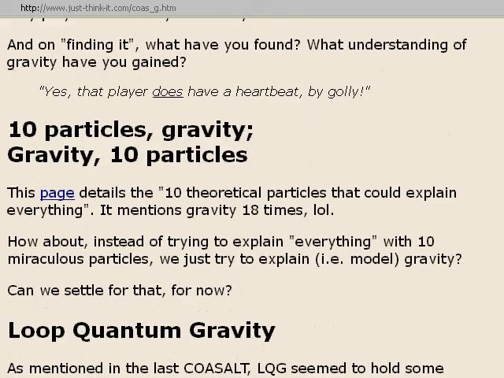10 particles? Gravity. Gravity? 10 particles. This page details the 10 theoretical particles that could explain everything. It mentions gravity 18 times. How about, instead of trying to explain everything with 10 miraculous particles, we just try to explain, i.e. model, gravity? Can we settle for that for now? Loop quantum gravity.